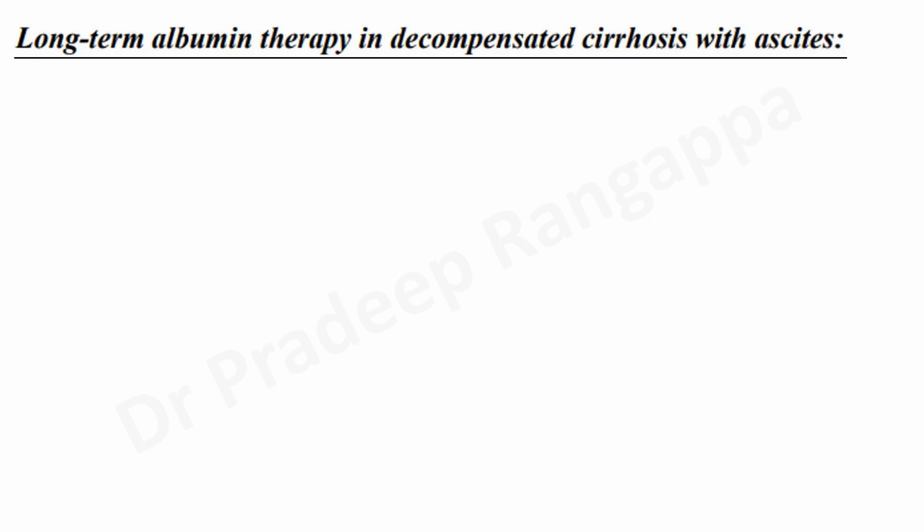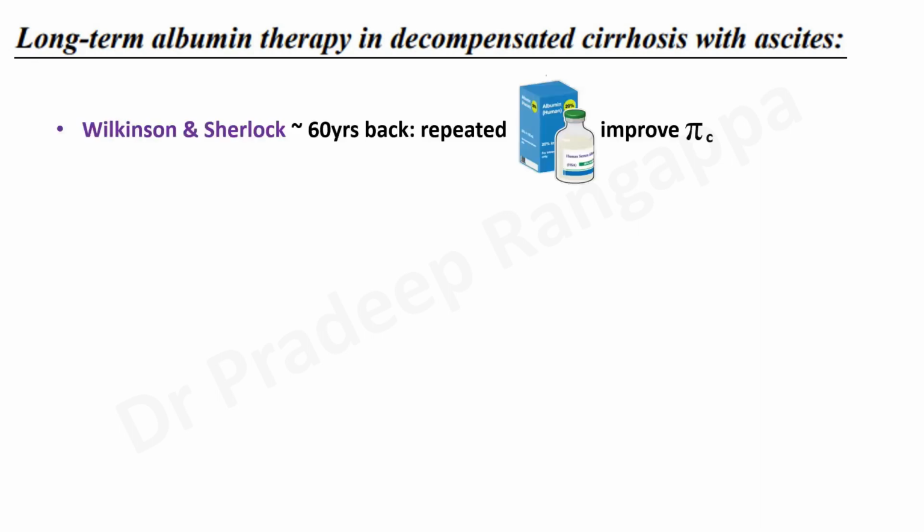So this is one area which was very exciting until last year, where this concept was debunked. There are good studies where they have tried to use albumin as a long term therapy, up to 1 year, 1.5 years, to prevent decompensation and morbidity and mortality. So, long-term albumin therapy. Wilkinson and Sherlock, way back 60 years ago, showed repeated albumin infusions to maintain good oncotic pressure helps in improving the outcomes. But unfortunately, no survival benefit was found.